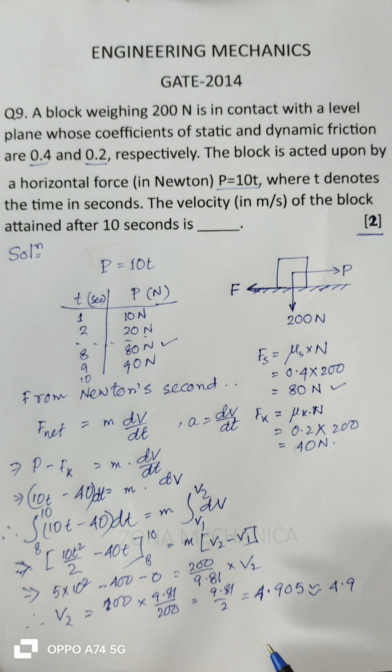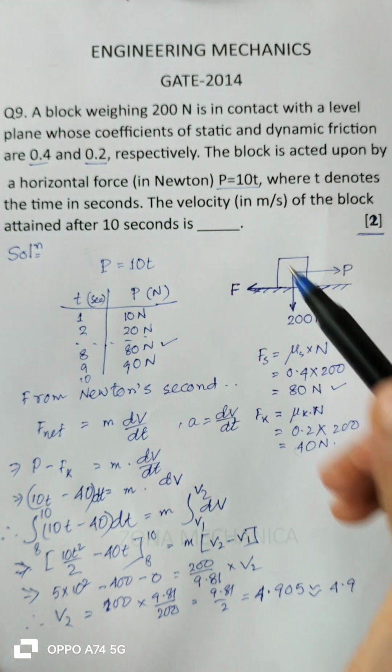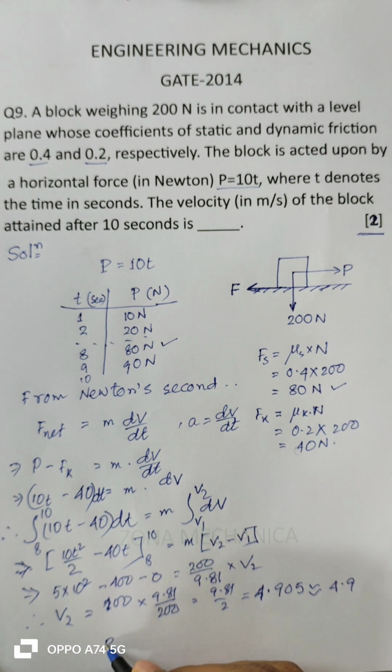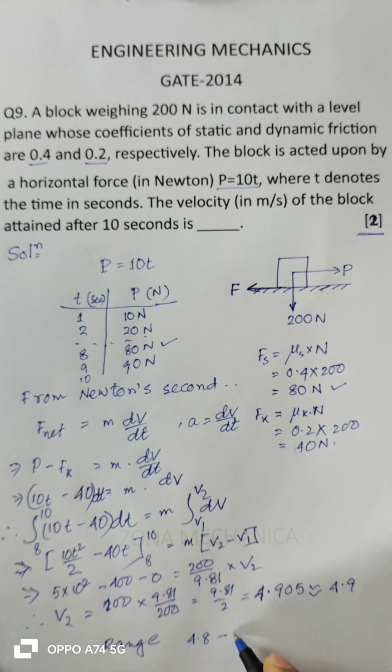So it is almost equal to 4.9. Since it's a numerical answer type of question, the answer is given in a range. The range of the answer for this question is 4.8 to 5.0. So our answer 4.9 is within the range. So this is the correct answer, right?